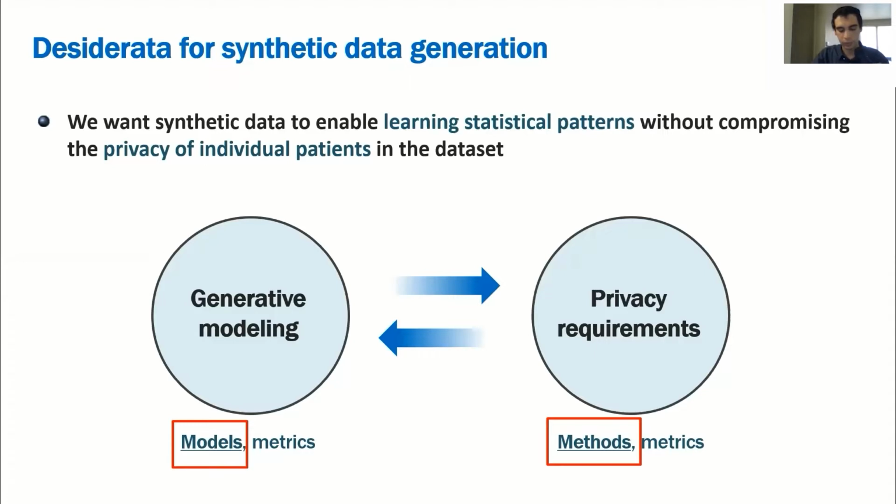And so the first part of this tutorial will be focused on different classes of generative models and different philosophies for generative modeling, and how we can use these, or how can we adapt these to our healthcare application. The second technical issue that we stumble upon when we are dealing with synthetic data generation is privacy requirements. How do we define privacy, and how do we ensure that these privacy requirements that we define are preserved in the synthetic data sets that we generate?